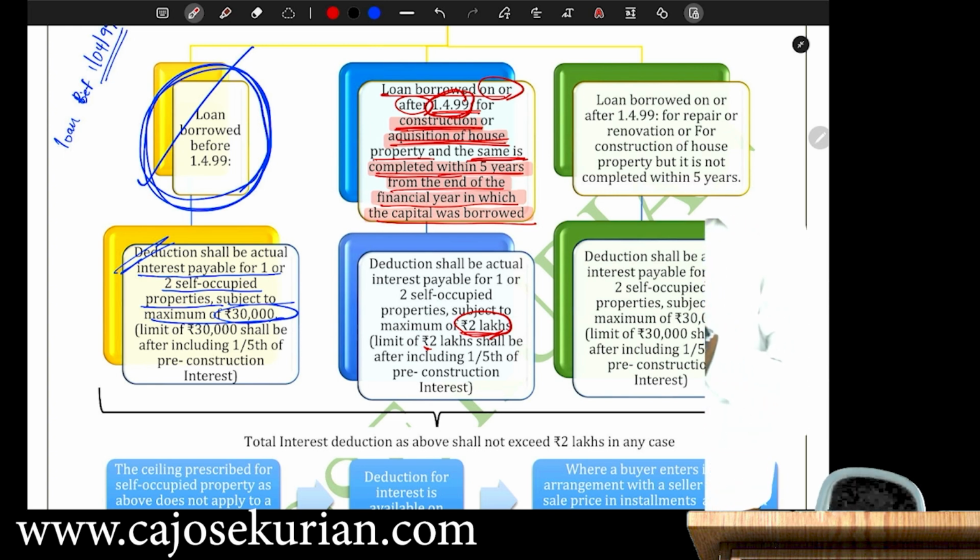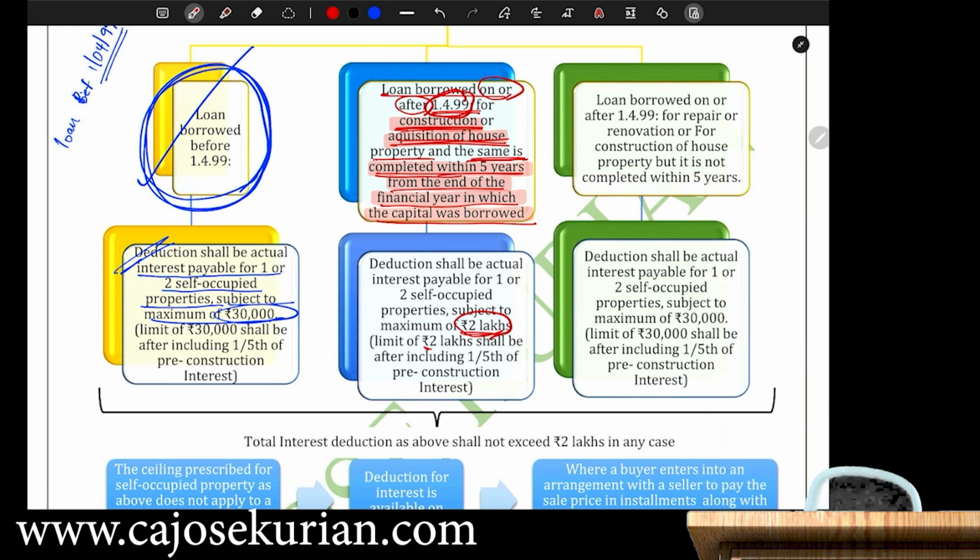And there is one more thing. When you claim that 2 lakh, it is the maximum across both 1/5 of the pre-construction interest as well as the current year interest. All together you can claim a maximum of 2 lakh. It is not current year alone.